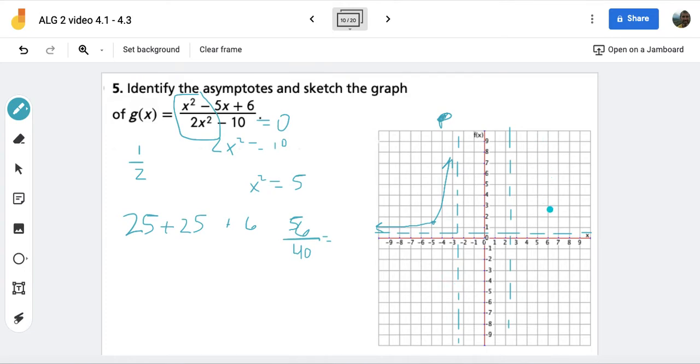Okay, there's a good chance it's going to end up over here, but let me test a point to be sure. Let me test out 6. 6 squared is 36 minus 5 times 6, which is 30. So now I have 6. 6 plus 6 is 12. Trying to do this as fast as I can. Divided by 6 times 6 is 36. 36 times 2 is 72. 72 minus 10 is 62.